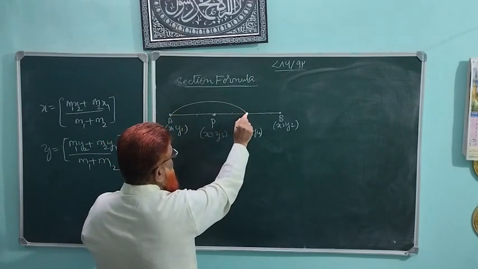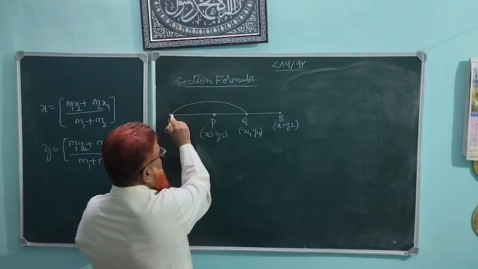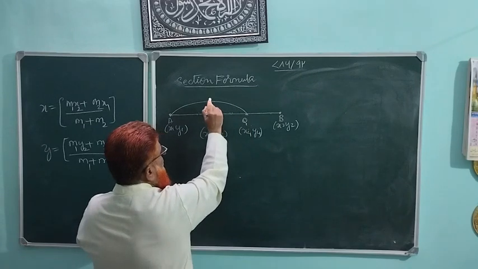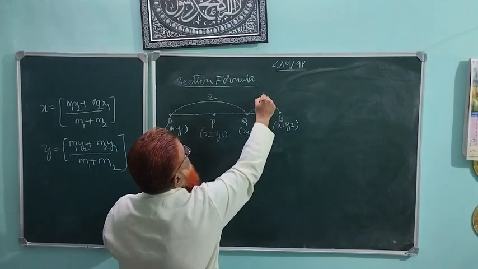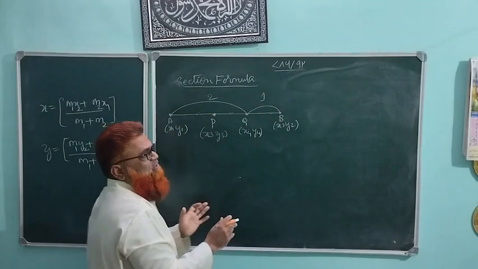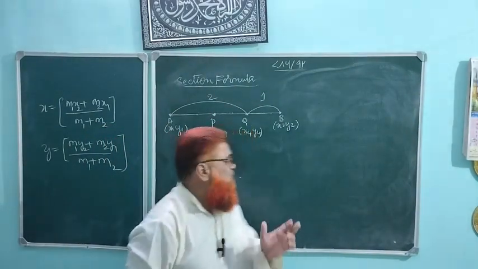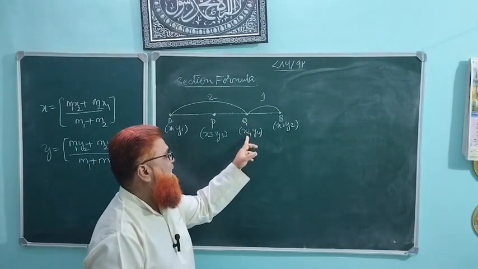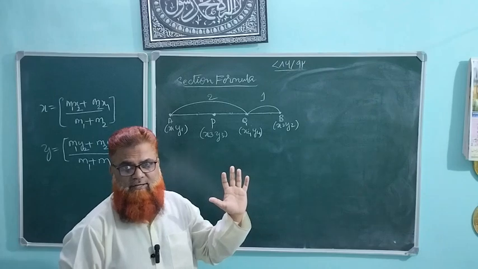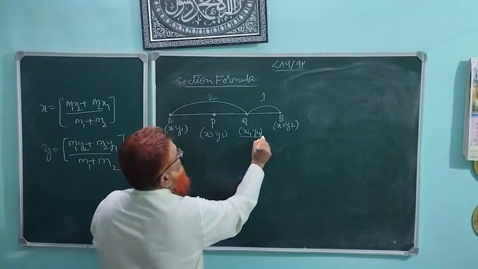It is AQ. That is, from A to Q, how many sections are there? It is in the form of 2 sections. And from Q to B, how many sections? It has 1 section. So I take the ratio as 2:1. So in order to find the coordinate of the point Q, x4, y4. Alright. So let's take this one.